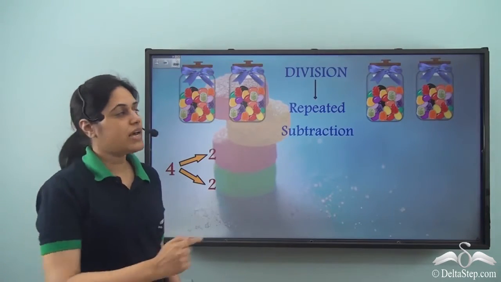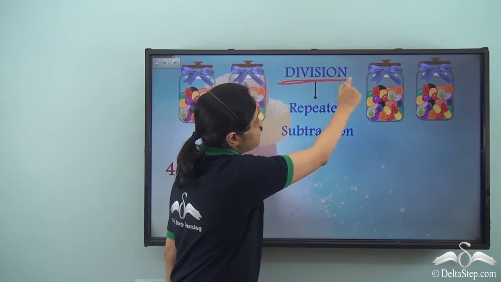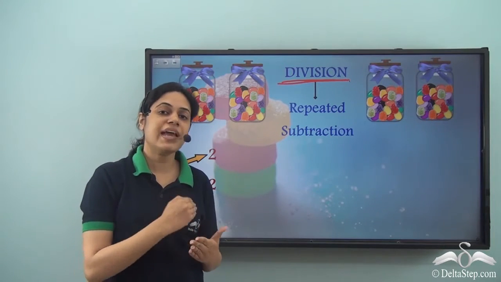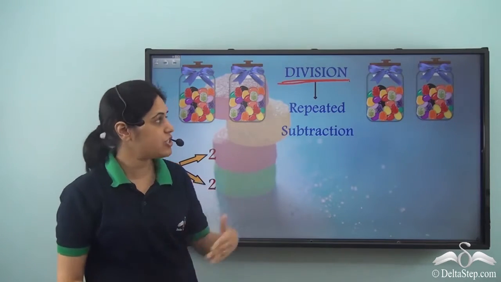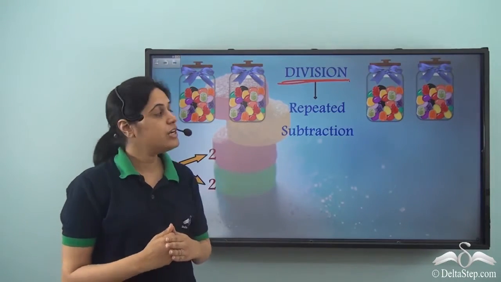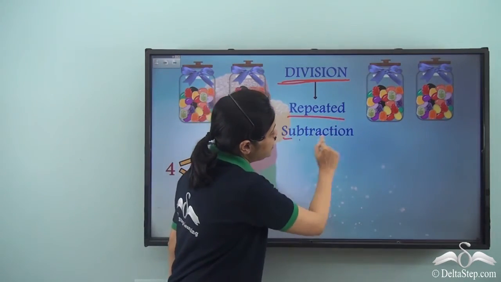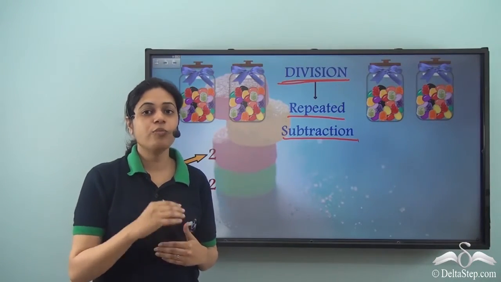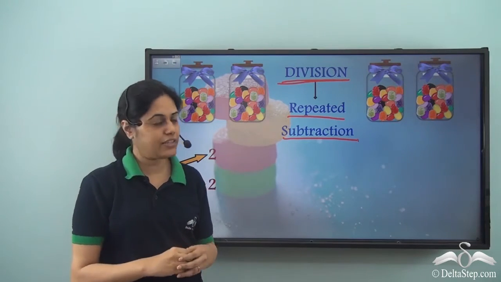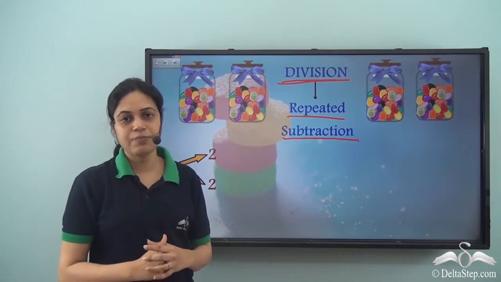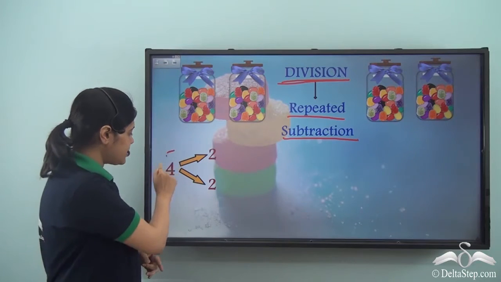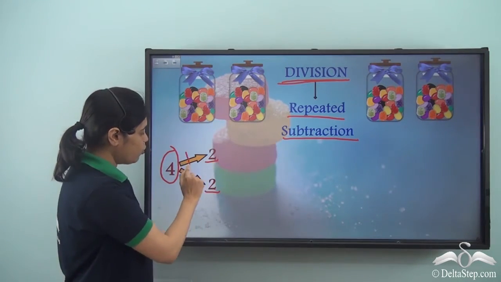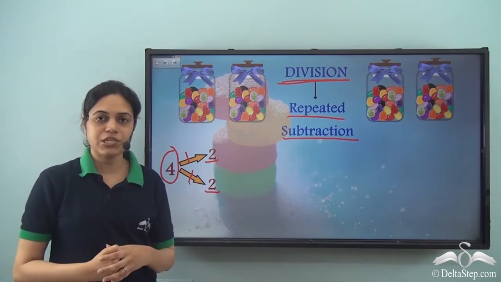So I call this division. This is another mathematical operation. Just like addition, subtraction, multiplication, we have division. Division is repeated subtraction. When we repeatedly subtract to form groups containing equal number of items, I call it repeated subtraction. In this case, 4 things were divided into 2 groups containing 2 items each.